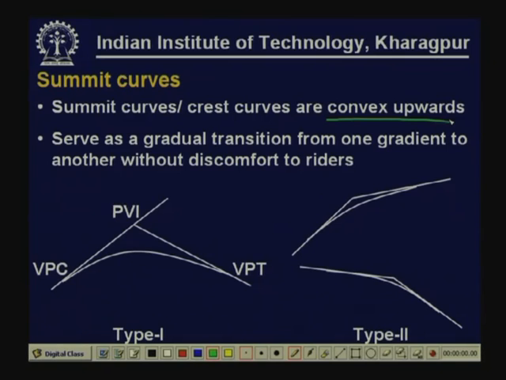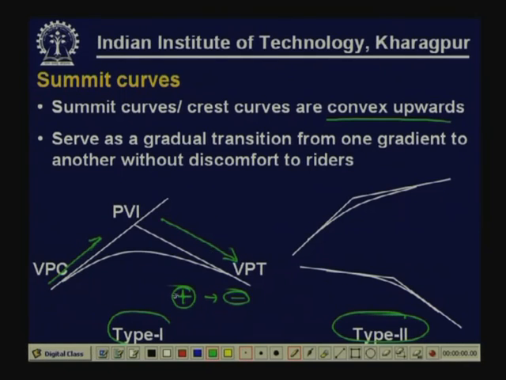I have shown here two types of summit curve, type 1 and type 2. Now, type 1 summit curve is basically a positive gradient to a negative gradient. You can see this part is a positive gradient, and then this is a negative gradient. That means one is positive, another is negative. That kind of summit curve we call a type 1 curve.